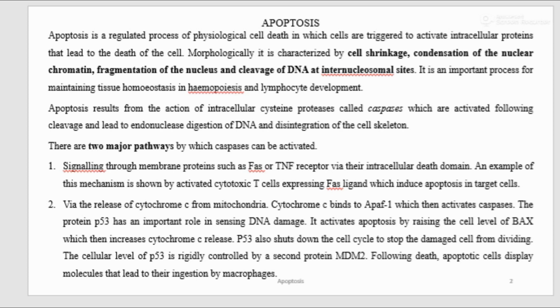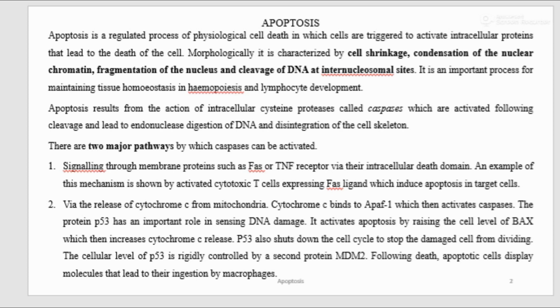The P53, when it enters the cytoplasm, raises the level of Bax protein. Bax is the apoptotic protein, or the protein which regulates the apoptosis. This BAX protein increases the release of cytochrome C. P53 also shuts down the cell cycle.